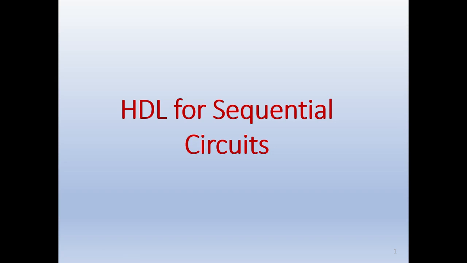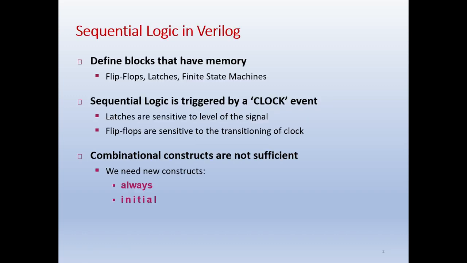Hello all. The topic for our discussion today is HDL, Hardware Description Language, for your sequential circuits. In the earlier session, we described the different types of modeling possible for combinational circuits. As we have already discussed in Verilog modules, we have three types of modeling: data flow modeling, gate level modeling, and behavioral modeling. All three types of modeling could be used for combinational circuits.